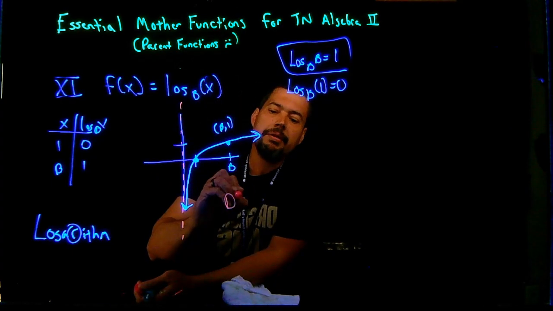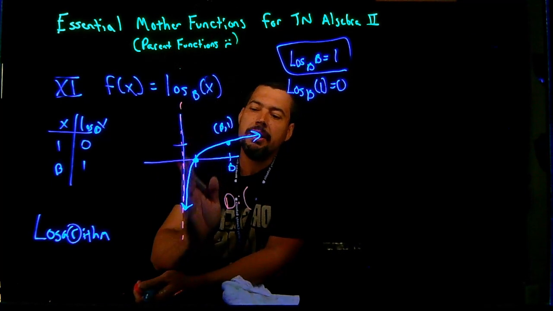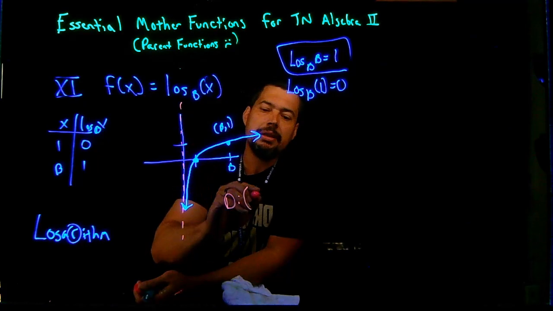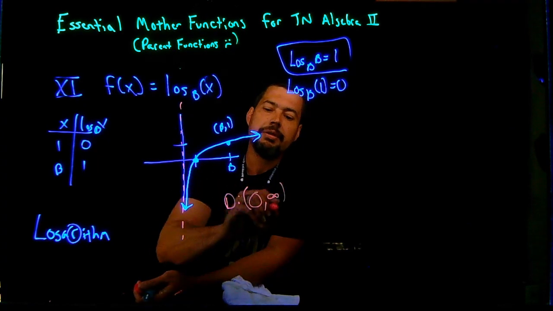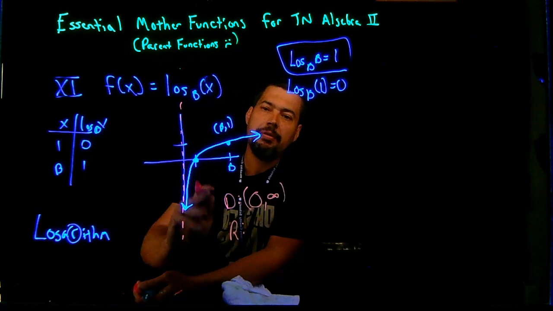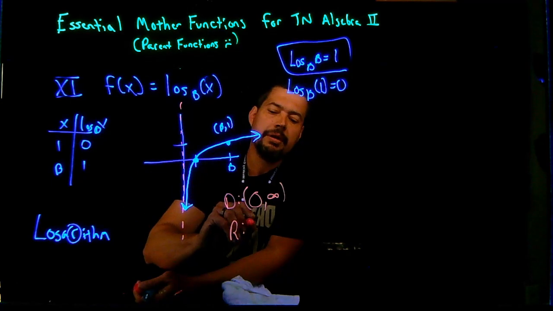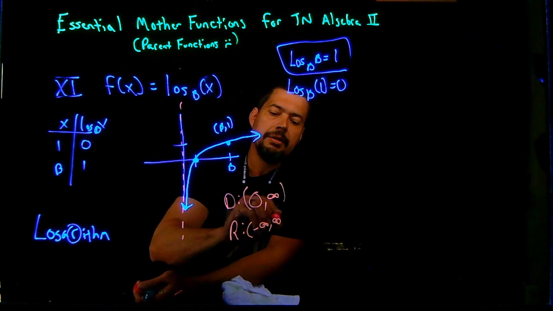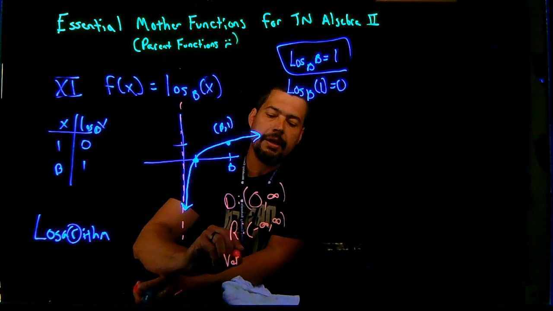The domain of the logarithm, the smallest x value is something ridiculously close to 0, and then it runs right forever. The range, we fall forever and we rise slowly forever, negative infinity to infinity. And we have a vertical asymptote.